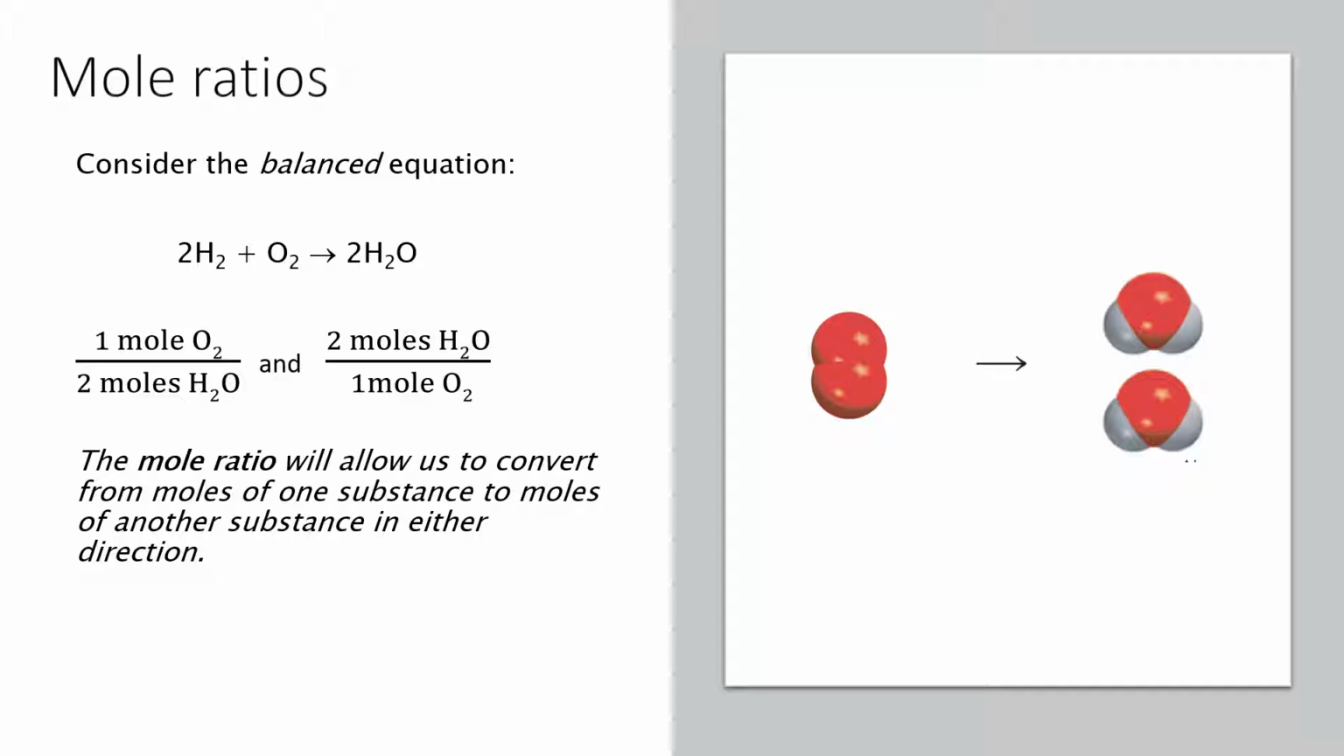This ratio, this is the real summary or object lesson here, will allow us to convert from moles of one substance to moles of another substance, I would say in either direction. So in other words, if you look at the picture, we can say for 1 mole of oxygen, we're going to get 2 moles of water. If we want to go in the other direction, we can say for every 2 moles of water we put in, we could get 1 mole of oxygen back, because reactions are typically reversible.